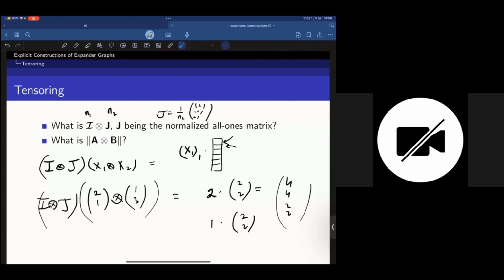But 1 plus 3 over 2, right? So J in this case is 2-dimensional. It looks like that. But I don't really think about how J is. I just say J outputs, at every entry of the output, the average of the entries here.